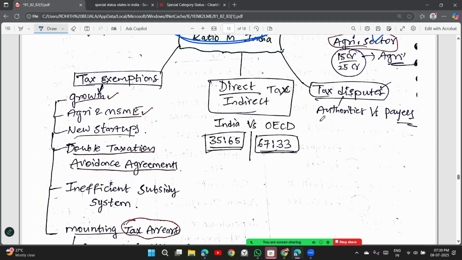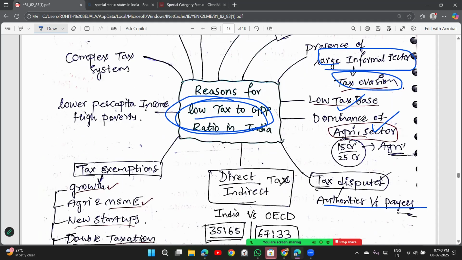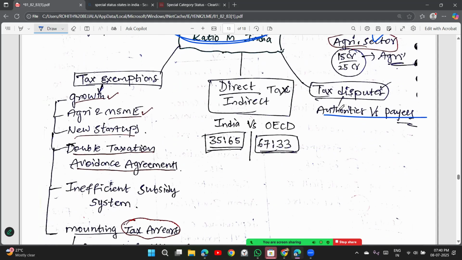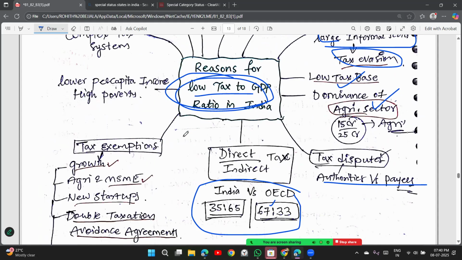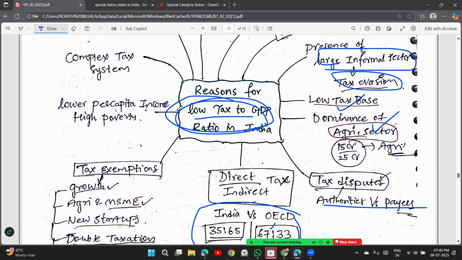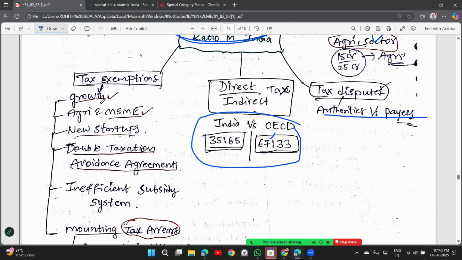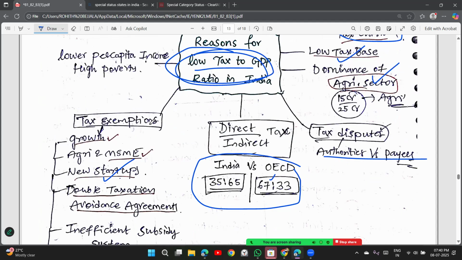So there are tax disputes between the authorities and taxpayers, and the direct tax and indirect tax ratios are also not even. When you compare India with OECD countries, India has direct tax at 35 and indirect tax at 65, but direct taxes in OECD countries are higher when compared with India. And also, tax exemptions are there for agriculture, MSMEs, and new startups, for encouragement. We are not collecting that much tax.